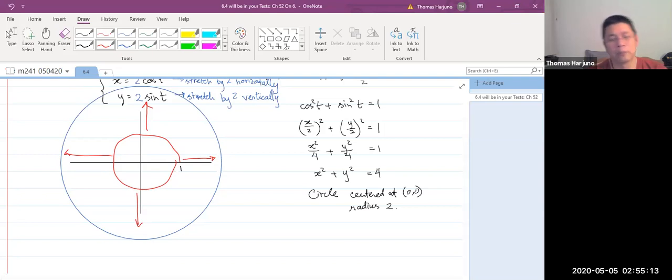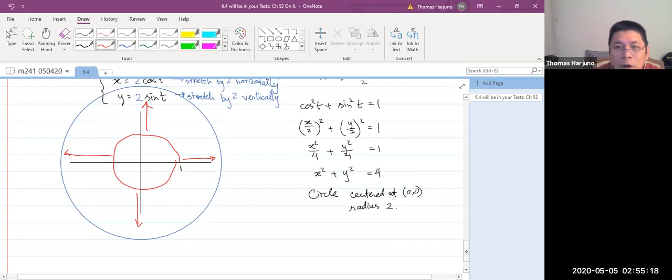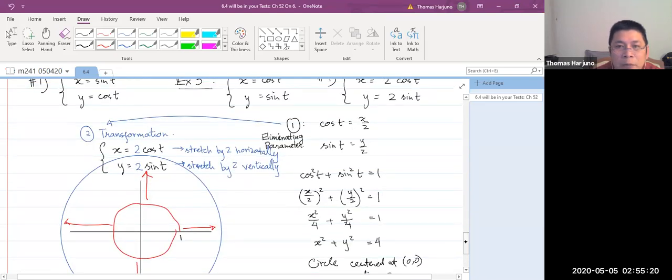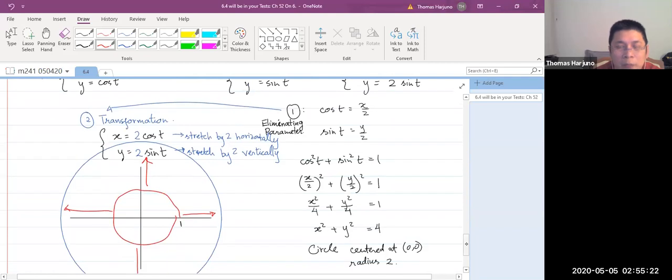Okay, that's the approach. Now, I prefer to see it from the second method, but the first method is still a more analytic way to look at that.